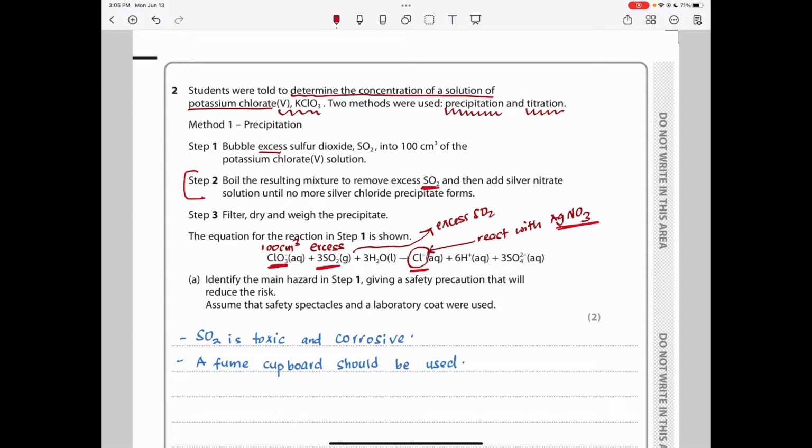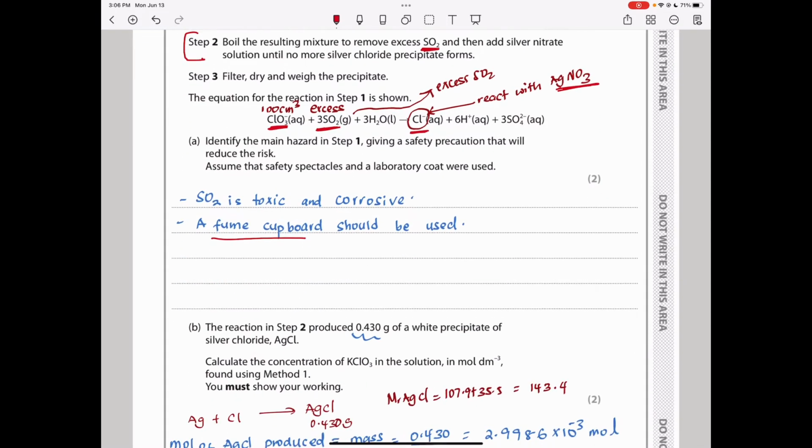So here they say identify the main hazard in step 1, giving the safety precaution that will reduce the risk. This is sulfur dioxide, which is a gas that can react with water even in air to form a corrosive acid. So it's toxic, it's corrosive, you have to know that. If you're working with such toxic and corrosive gases, you have to use a fume cupboard. A mask will not be able to help you alone. You need to work in a fume cupboard in order for the fumes to be removed when they are sucked out of the lab.